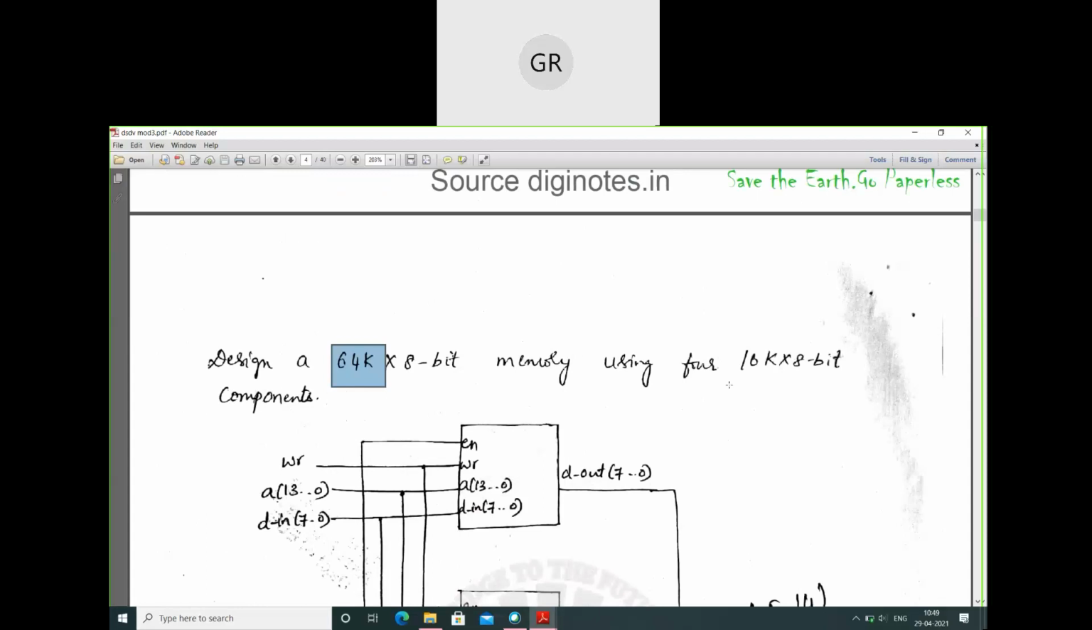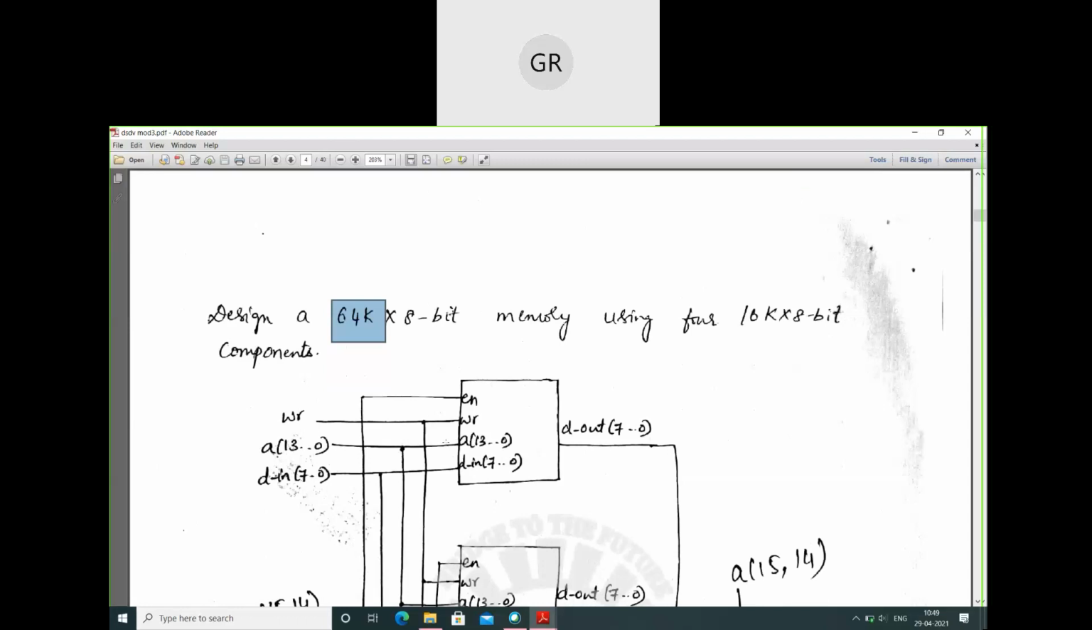Okay, but here what are the memory locations in the memory block? 16K, right? Then log of 16,000 divided by log of 2. That means 14 bits. That means each memory block has 14 address bits. Here 16K into 8-bit. I hope it's clear.